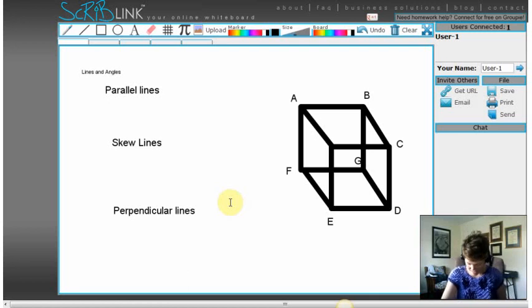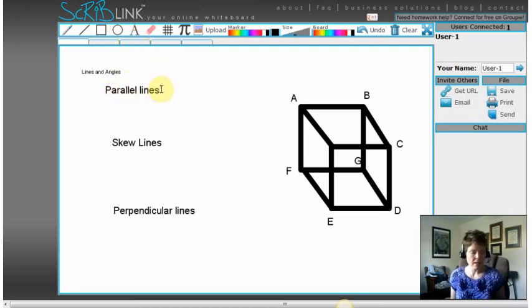This is a little flipped video for lesson 3.1. I'm going to go over this now so I don't have to do this in class, okay? So, we're going to talk real quick about parallel lines, skew lines, and perpendicular lines. Now, I think you probably all know what these are.